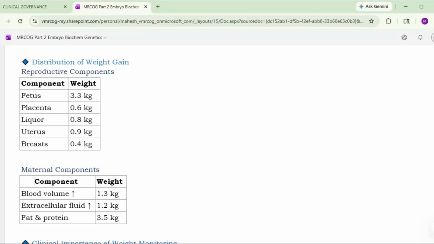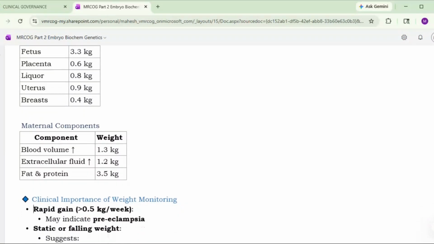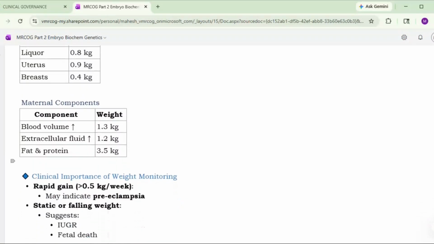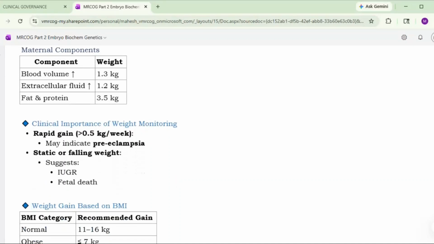Then maternal components: blood volume is increased, which will contribute around 1.3 kg. Extracellular fluid is increased, which will contribute around 1.2 kg. Fat and protein weight total is around 3.5 kg. So that is how the total weight gain is seen during pregnancy. Then what is the clinical importance of weight monitoring?